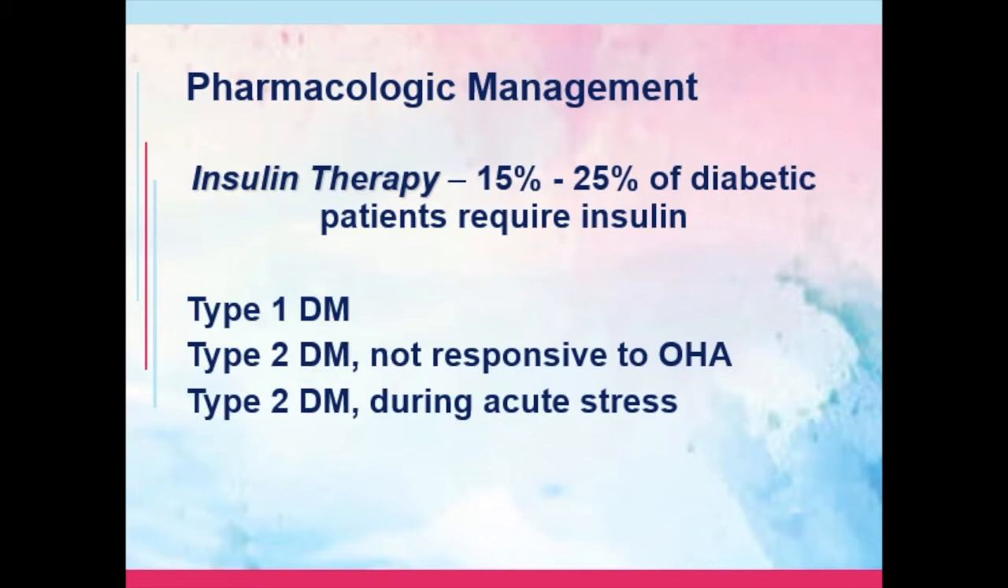Or for example, if a type 2 DM patient will be undergoing surgery, insulin may be needed to augment the other OHA that is being taken by the patient, or especially if the patient is on NPO and no medications can be given. So this is what we meant by acute stress, because surgery or any procedure done to the patient may be considered also as a source of stress. And during stress, glycogenolysis and gluconeogenesis also occur.